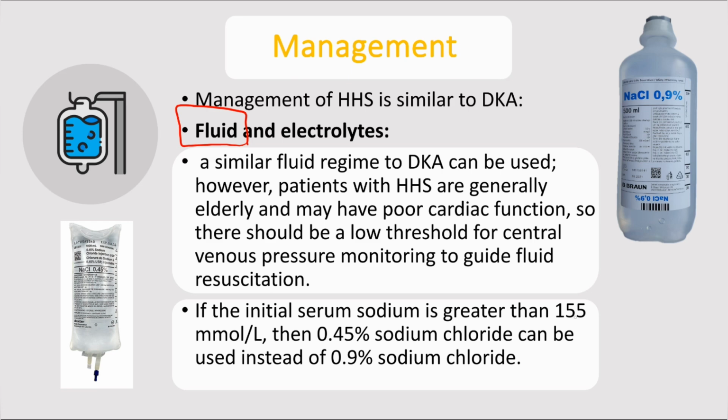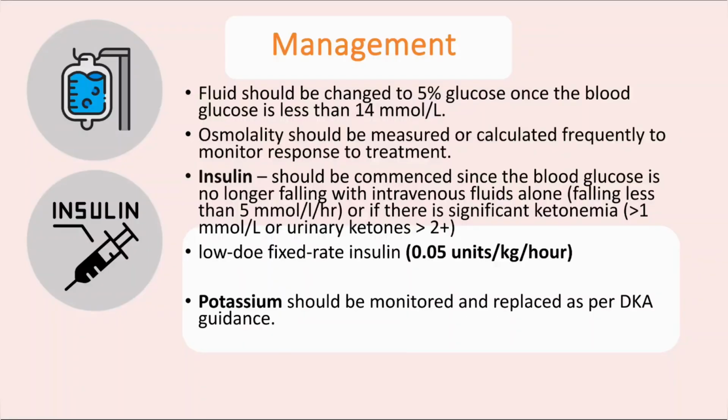Another important thing is that many of these patients have a high sodium level. So if the sodium is more than 150 millimole per liter, instead of using 0.9 normal saline, you have to use half saline, called 0.45 sodium chloride. If the glucose is less than 250 milligram per deciliter, or less than 14 millimole, you have to change the fluid to 5% glucose. Again, osmolarity should be calculated frequently in order to monitor the response to treatment.